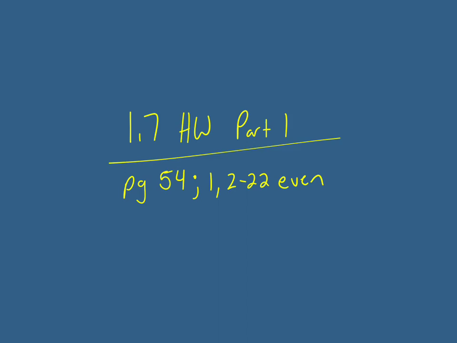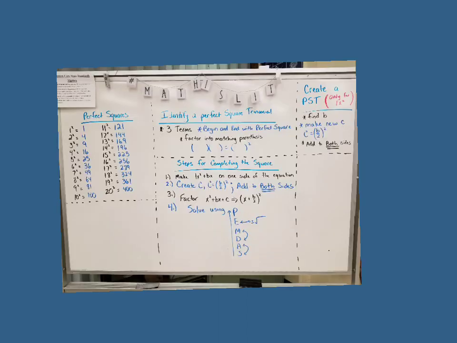So 1.7 homework part 1. The biggest thing that we're going to start with is this picture of the board. With part 1, we're going to focus on this idea of identifying a perfect square trinomial. So the first couple questions deal with identifying a perfect square trinomial. Remember, it's got to have 3 terms on one side. Those 3 terms have to begin and end with a perfect square.